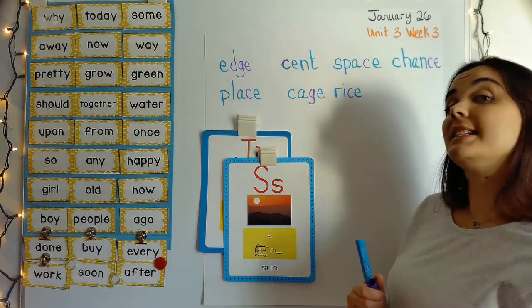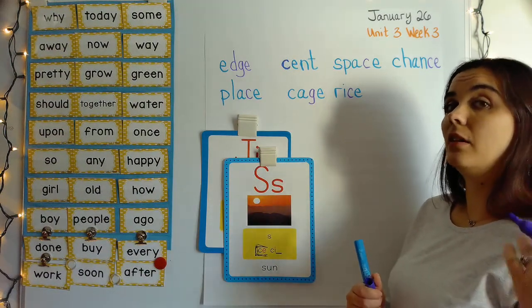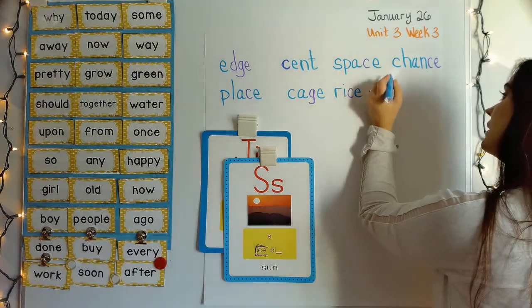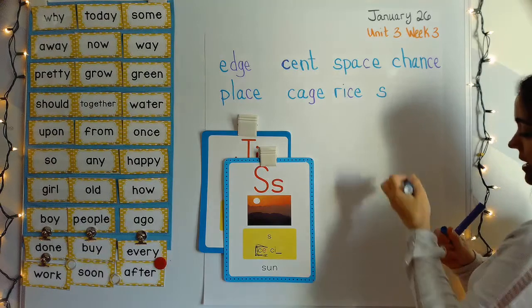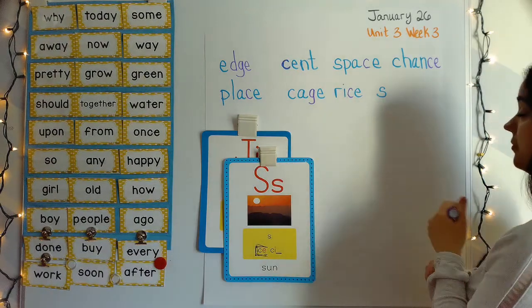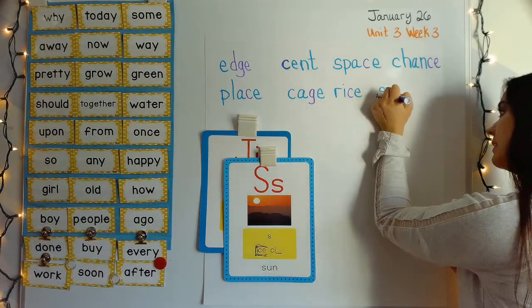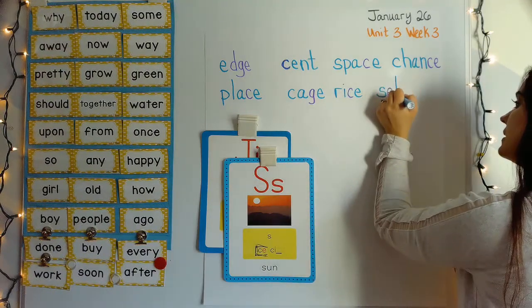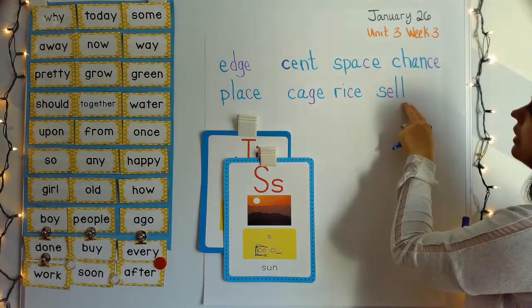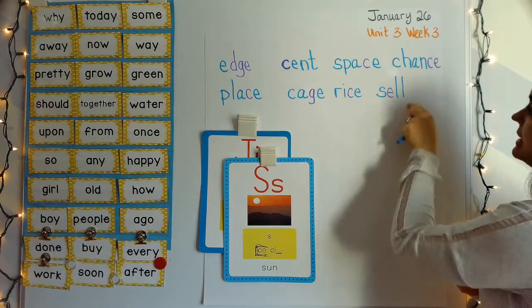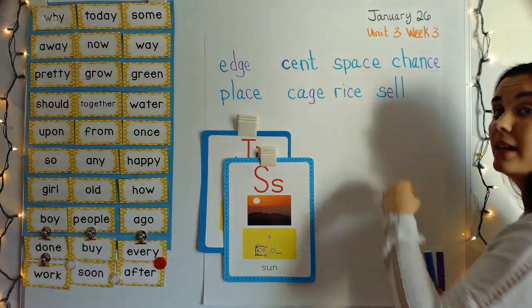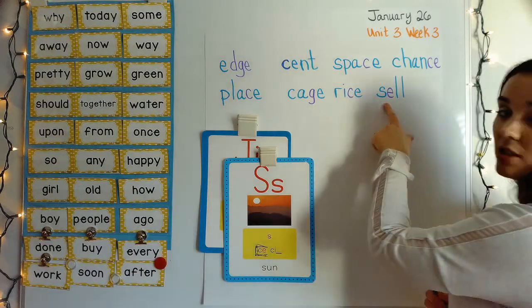Next word. Sell. Your turn. Ol. Sell. Sell. S says S. E says eh. 2 L's at the end. We double up on the ol. L. Sell. So notice in this word, sell, that S at the beginning is just the S.